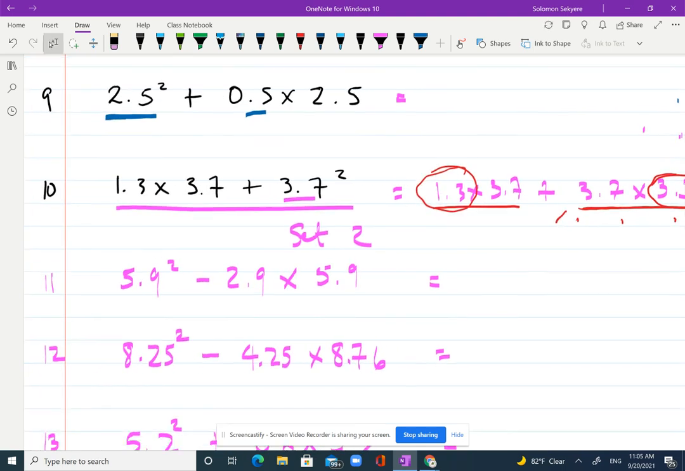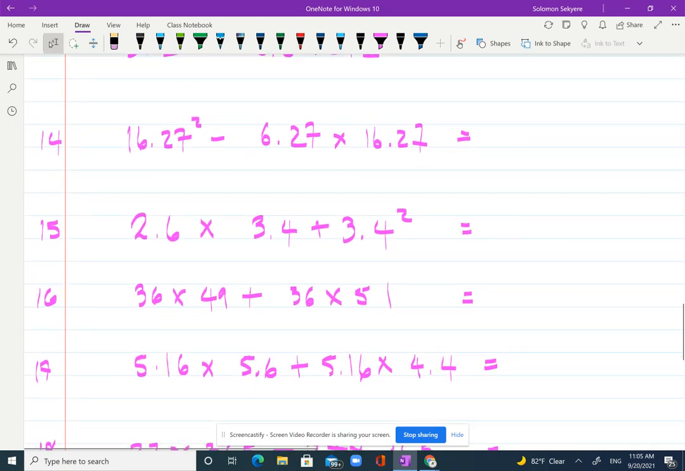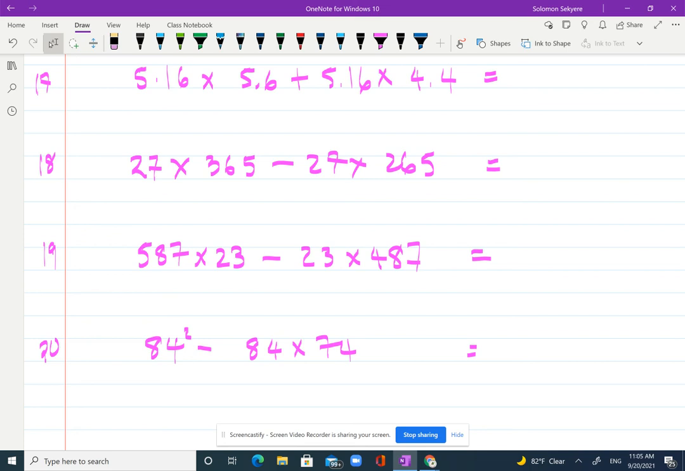Now, use what I've just taught you to do the rest of the exercises. All right, find what is common. Okay, take it out, factor it. Okay, check out your answers.